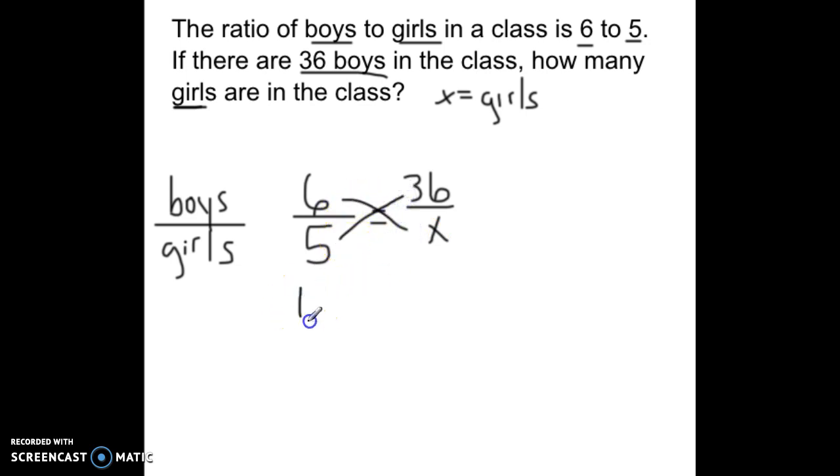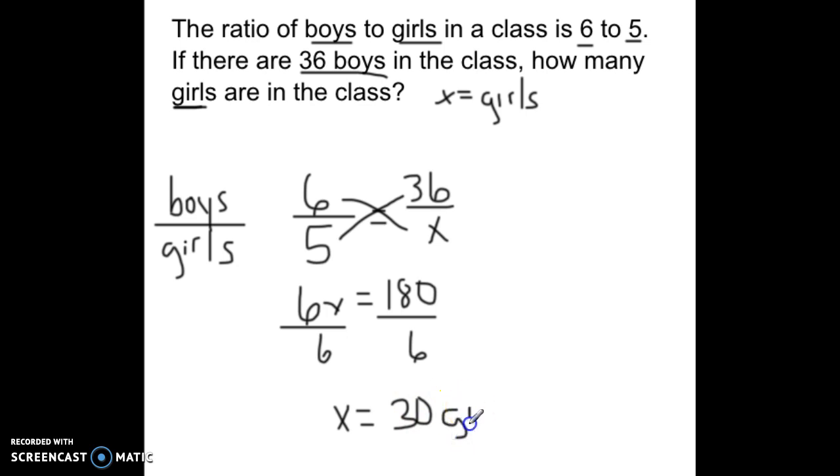So in this case, you would have 6x equals 5 times 36. Well, 5 times 36 is 180. Then it's a one-step equation. Divide by 6, divide by 6. X equals 30. So our answer should be there are 30 girls in the class.